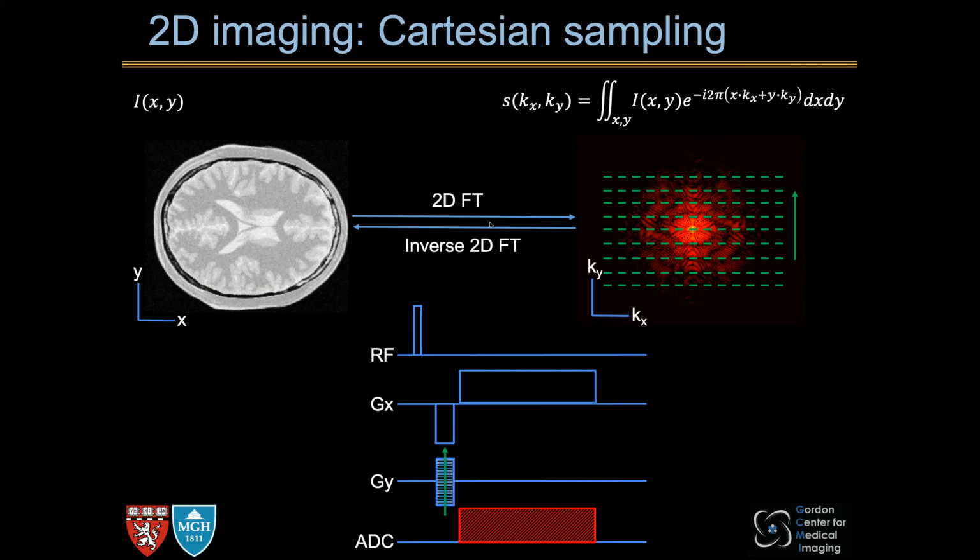The received signal for the total experiment again has a Fourier transform relationship with the imaging object. The only difference from the previous 2D imaging experiment is that now we sample the data in k-space on a Cartesian grid.